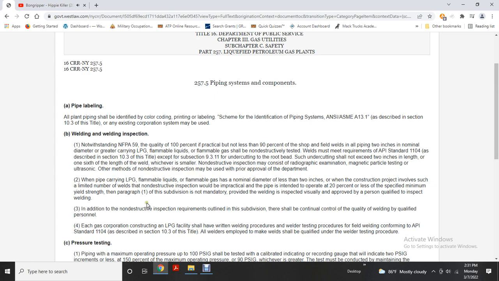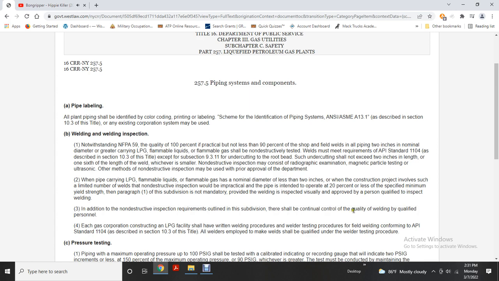When pipe carrying liquid petroleum gas, flammable liquids or flammable gas has a nominal diameter less than 2 inches, or when the construction project involves a limited number of welds where non-destructive examination would be impractical, or the pipe is intended to operate at 20% or less of the specified minimum yield strength, non-destructive inspection is not mandatory, provided welding is visually inspected and approved by a qualified person, in addition to the non-destructive inspection requirements outlined in the subdivision.